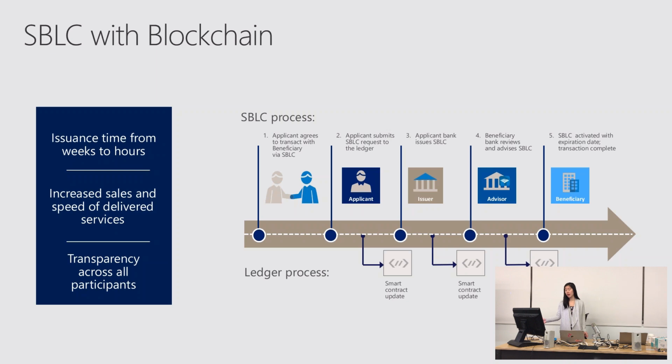I think this really illustrates in a good way how at each point in time during the process, every party that's involved has direct visibility into the state of the standby letter of credit. And so at each point in time, when the standby letter of credit gets updated, in this case, the standby letter of credit is represented in a smart contract. So each time the standby letter of credit gets updated, you see a smart contract update. And since everyone has visibility and they can see it at all points in time, they also know who has the next action.